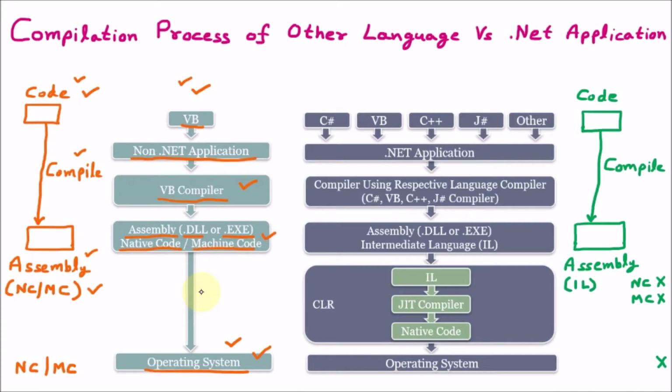Now, what is that intermediate language, and why can the operating system not understand it? This intermediate language is a language that the user cannot understand and the operating system cannot understand. If I am the user who developed the code, I cannot understand it, and if I am the operating system, I cannot understand it. Not the user, not the operating system, both cannot understand. Then who can understand this? Yes, only .NET can understand it.